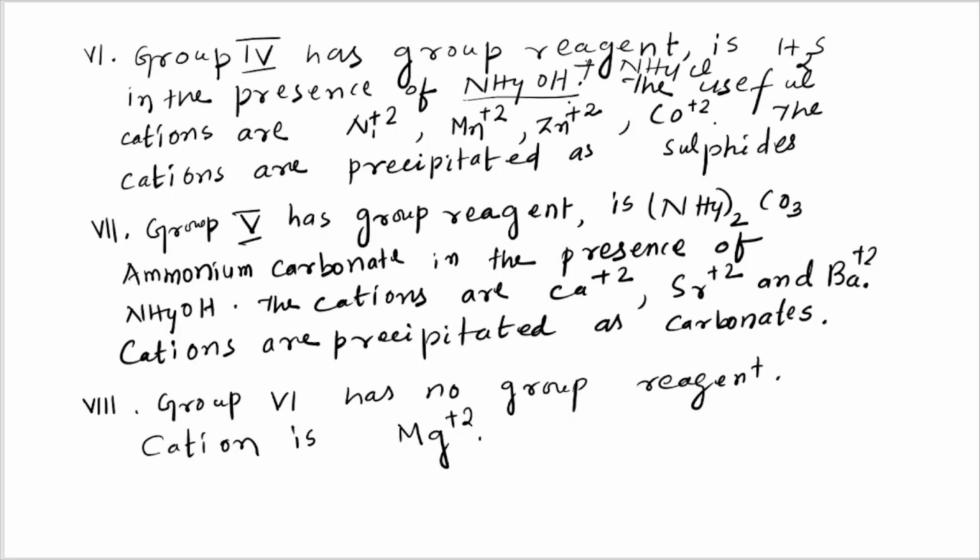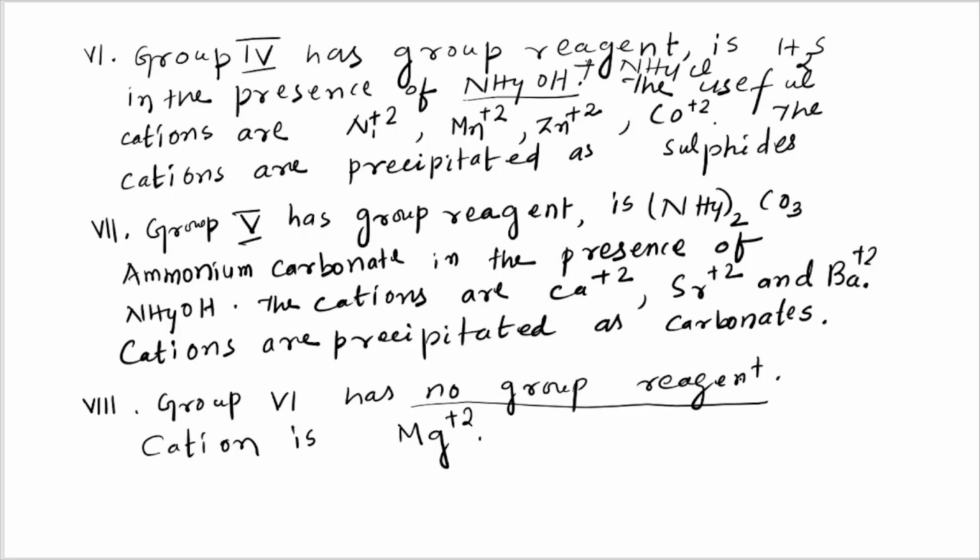So remember these things: ammonium chloride, ammonium hydroxide plus ammonium carbonate. Ammonium carbonate is a solid one. Then group 6. Group 6 has no group reagent, so what to do? With no group reagent, you will do the specific reagent. You will take Mg plus 2.